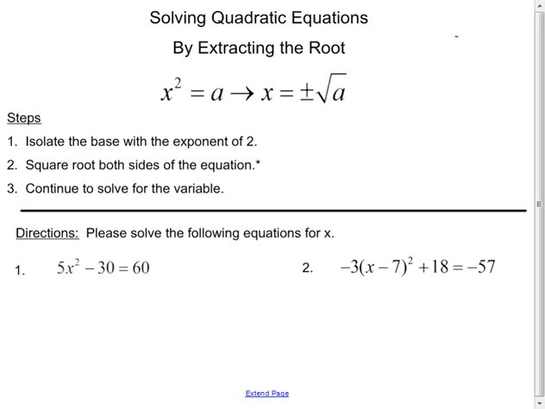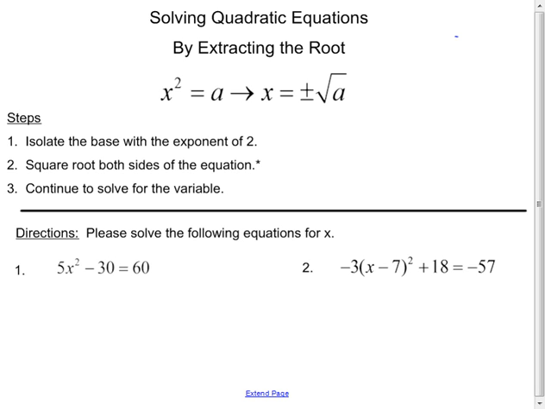The steps when you are going to apply the method of extracting the root are: 1, isolate the base with the exponent of 2. It's going to be common for you to see an exponent of 2 in these problems because they're quadratics. 2, square root both sides of the equation. You notice the asterisk here. The asterisk refers to don't forget the plus minus. And then 3, continue to solve for the variable. Okay? So it says, please solve the following equations for x.